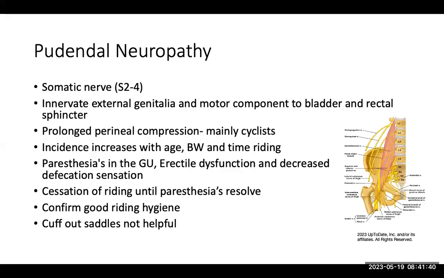And the last thing I'm going to talk about today is pudendal neuropathy. So pudendal nerves originate from the S2 to S4 branch, and they come from the sacral plexus and innervate the external genitalia. They provide the motor component to the bladder and rectal sphincter in both men and women. So pudendal neuropathy is increased with prolonged perineal compression, especially in those who do biking activities.